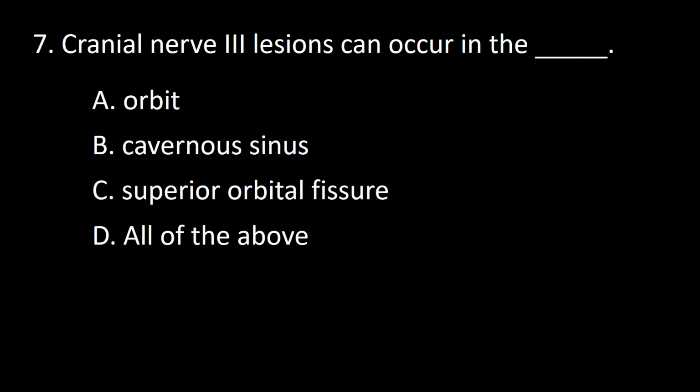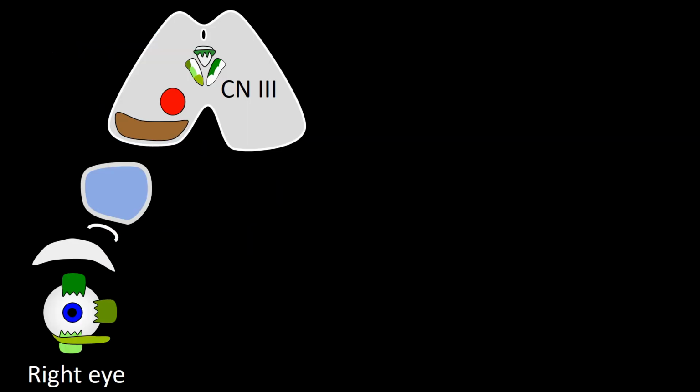Next question: cranial nerve 3 lesion can occur in the dash. A, orbit; B, cavernous sinus; C, superior orbital fissure; D, all of the above. These are the basic structures you need to recognize in order to understand the clinical manifestation of cranial nerve 3 involvement. The innervation of the medial rectus, inferior oblique, and inferior rectus is straightforward.